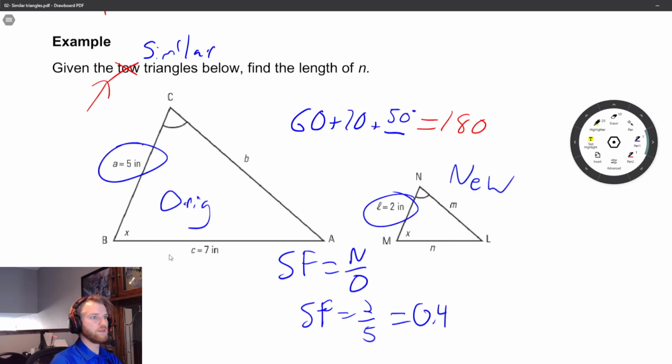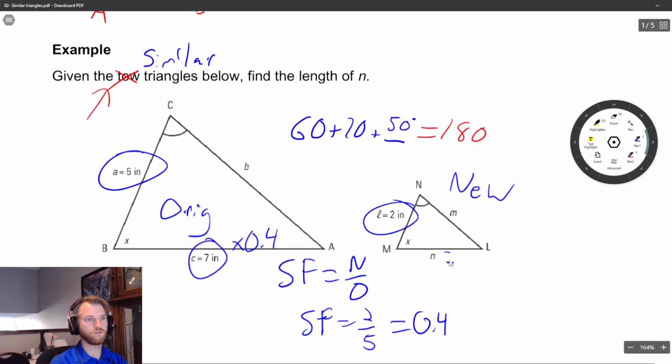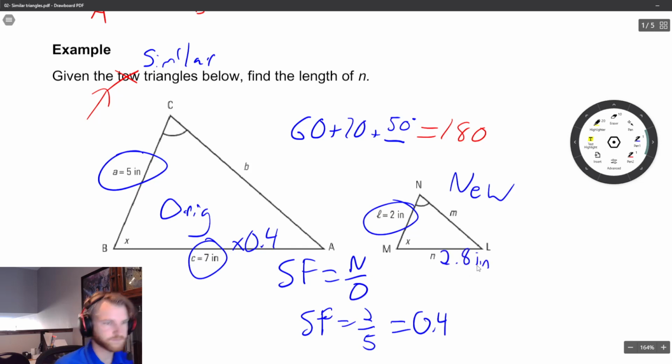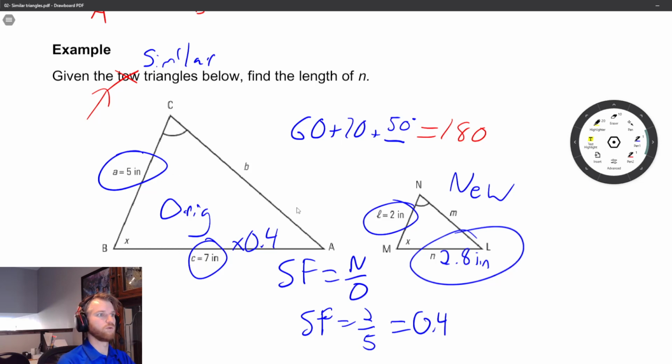So I'm just going to take this side here and multiply it by my scale factor, 0.4, to get my new side over here. So 7 times 0.4 will give me this one. This one ends up being 2.8 inches, was our unit there. So, and that's it. Okay, this question is done. So had this question just said they were similar, we wouldn't have had to worry about whether these angles are the same, all that kind of thing. It just would have been the exact same as before. Find the scale factor, multiply by it to find our new one.